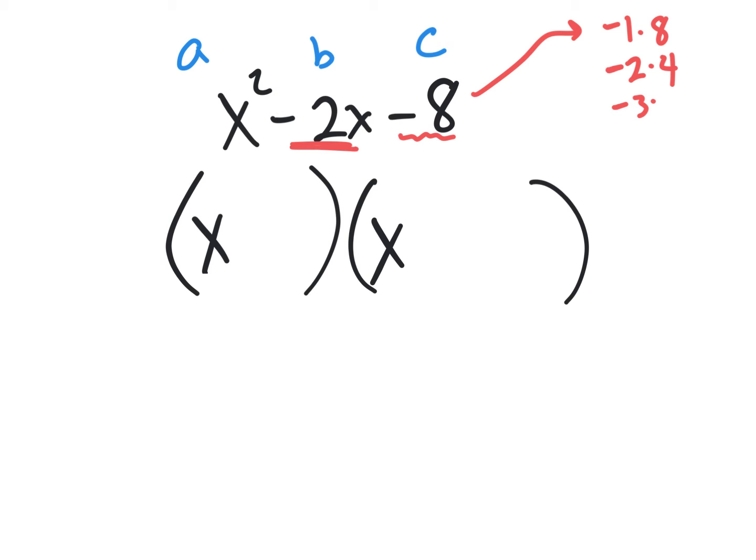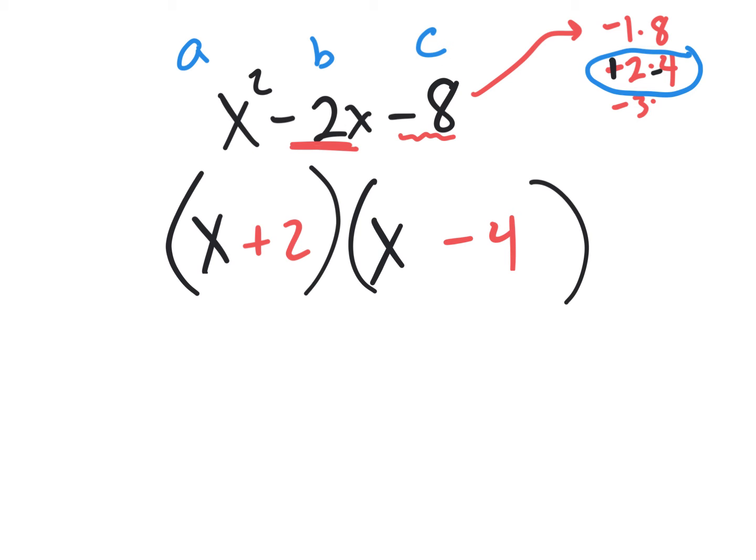So the question is, which pair of numbers combines together to give me the b value, which is negative 2? There you go, 2 times negative 4. If I just add the negative 2 and the positive 4, I get positive 2, and we want a negative 2. We have the right numbers, just the wrong signs, so you have to change them to a positive 2 and a negative 4. So let's just plug that in: positive 2, negative 4, we are done.